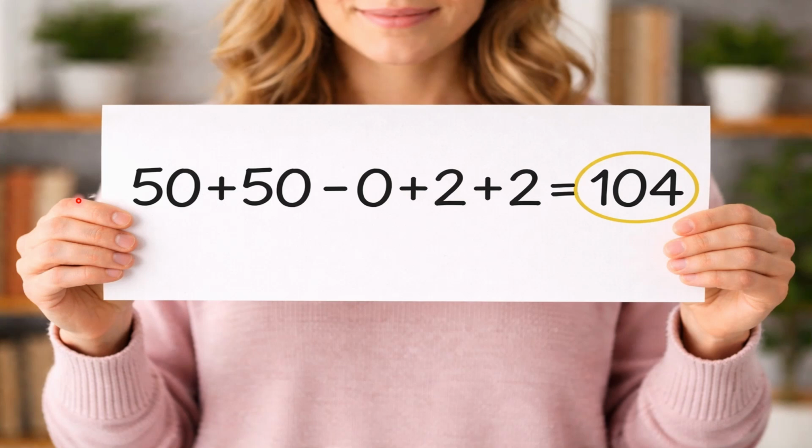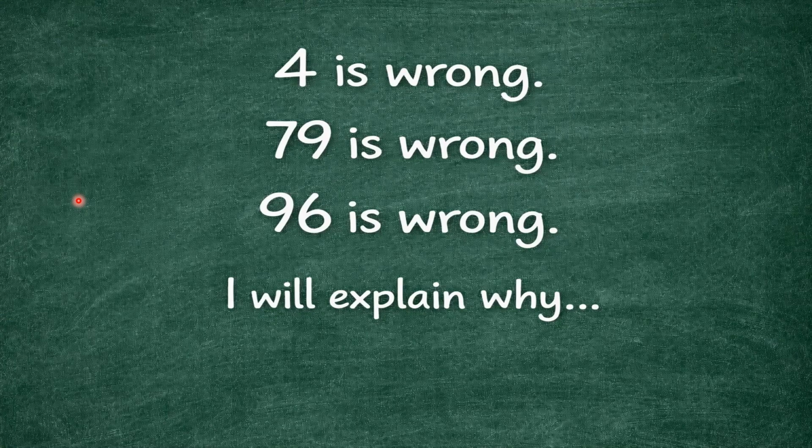Now, I know what all the wrong answers are for the most part. 4 is wrong. A lot of people get 4. Probably the second most common incorrect answer is 79. 79 is wrong. 96 is also wrong. People who think 96, they think they know the order of operations, but they really don't. The sad part is they don't even know how to add and subtract properly, especially when you have a negative number. They don't understand that. And I'm going to explain why all of these are wrong.